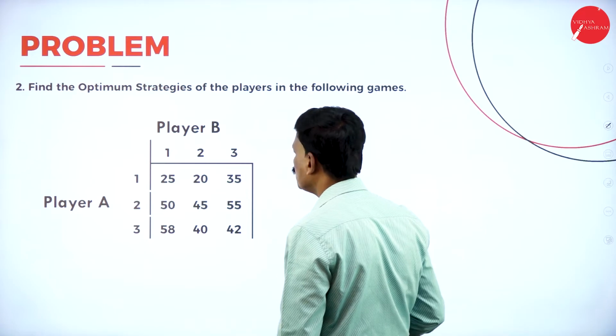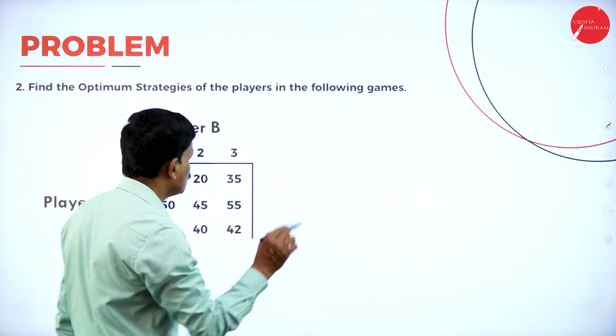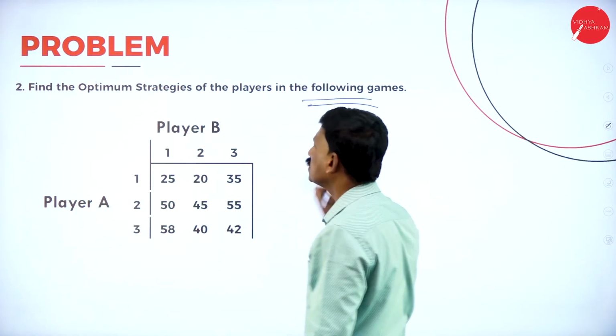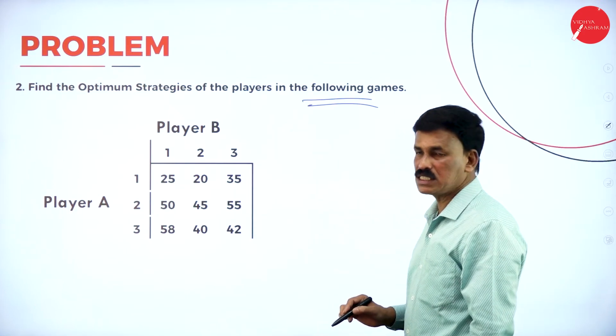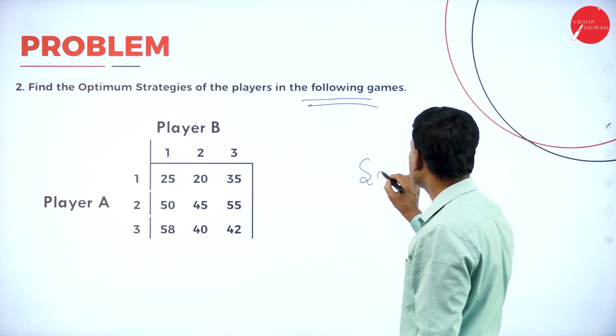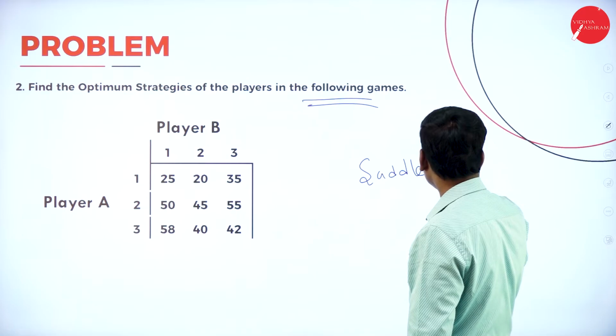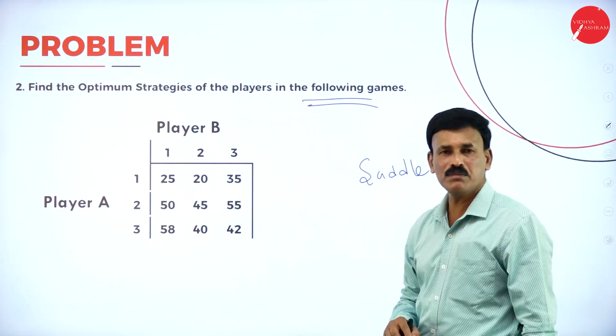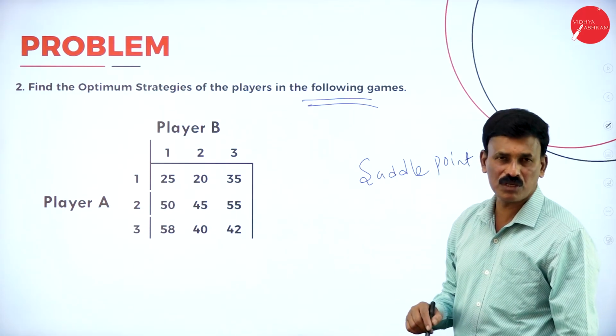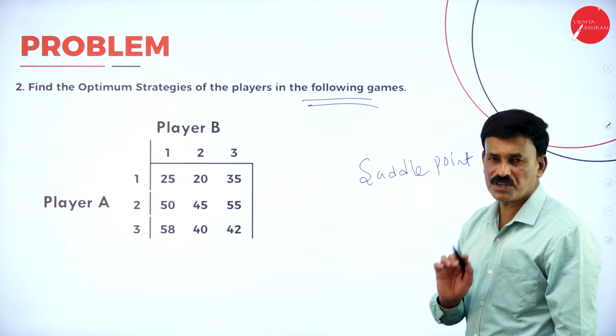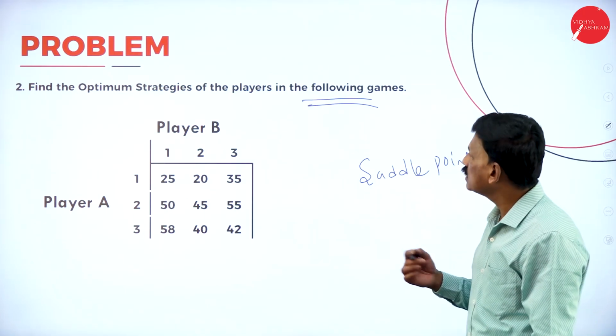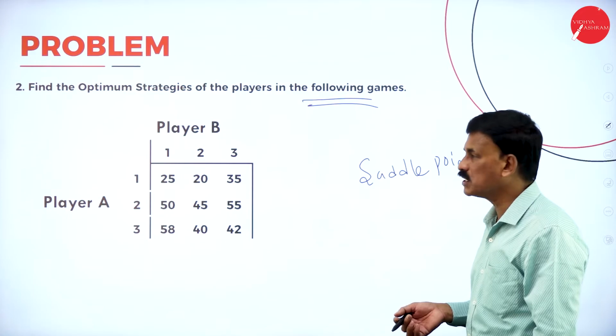Now, let us write down what is given here. What is to be found? Just find the optimal strategy. But before that, find out the saddle point. If the minimax value and maximin value are equal, then that is called the saddle point. First, find out the minimax and maximin values, then we will find the optimal strategy for the given problem.